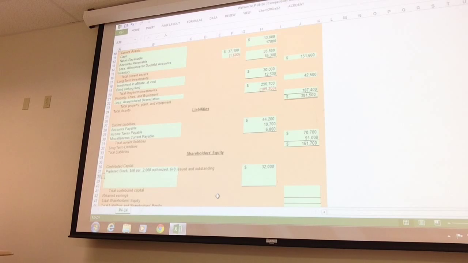All right? Common stock has a $10 par, and it tells you in the other information in item 8 that there are 10,000 shares authorized and 8,000 shares issued and outstanding.